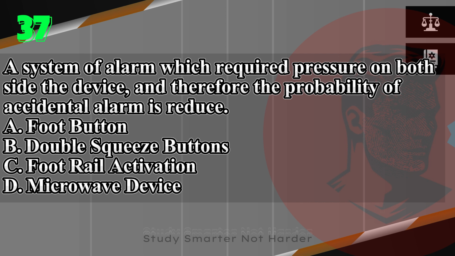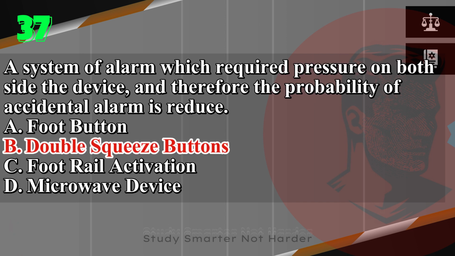37. A system of alarm which requires pressure on both sides of the device, and therefore the probability of accidental alarm is reduced. A. Foot button. B. Double squeeze buttons. C. Foot rail activation. D. Microwave device. Answer: B. Double squeeze buttons.